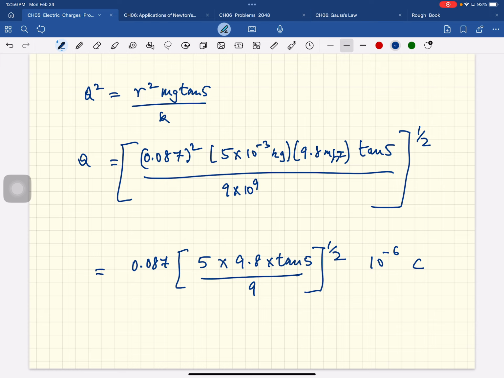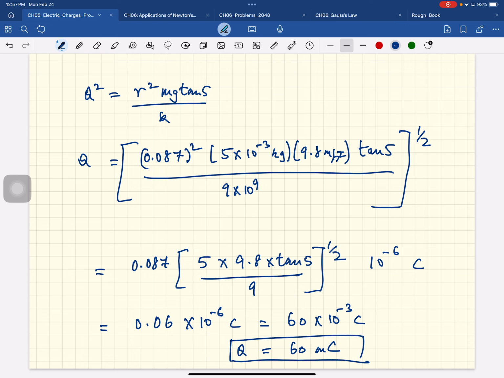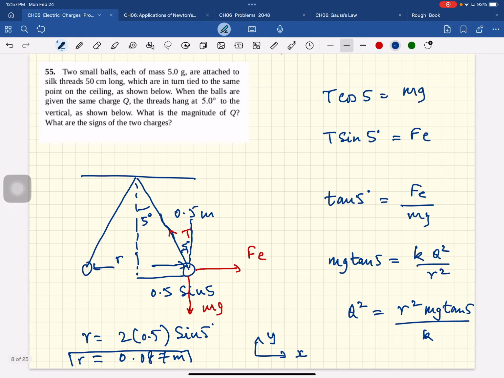All right, so this works out to 0.06 into 10 to the minus 6 coulombs, which is 60 into 10 to the minus 3 coulombs, 60 millicoulombs. So that's the charge on each sphere.